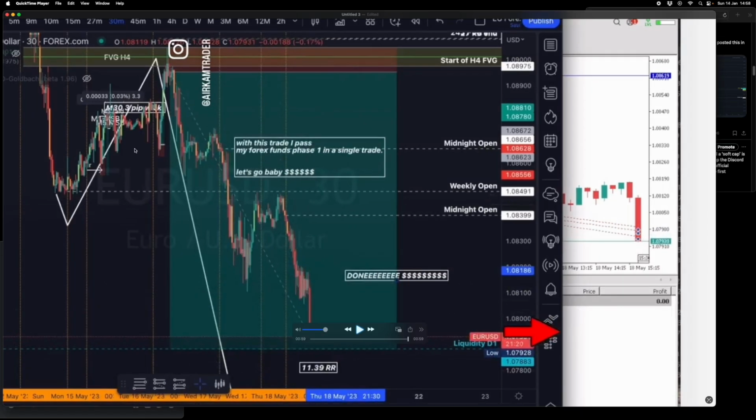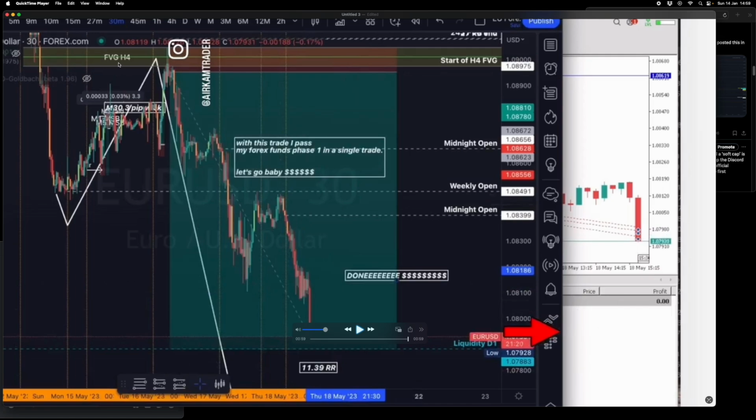Okay, so I didn't actually hold this trade all the way down to the logical conclusion of the algorithm because I didn't need that much profit. It was just to pass a funded challenge back in the day. Now, unfortunately, my Forex funds no longer exists. So that was amusing, but it is what it is. This is why I don't trade prop anymore. I don't want another situation like this.